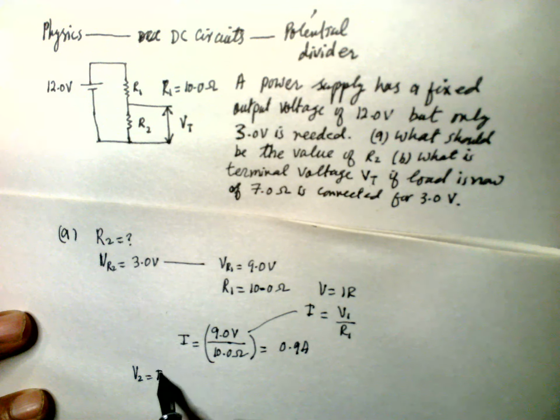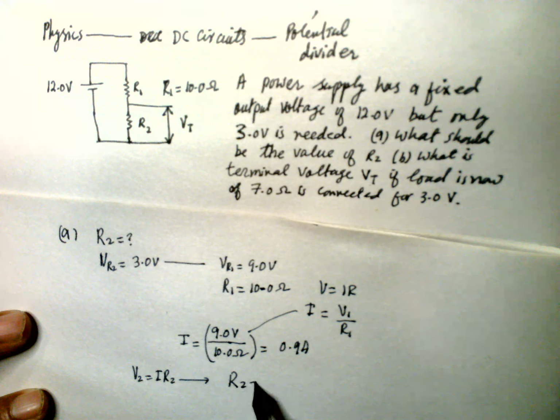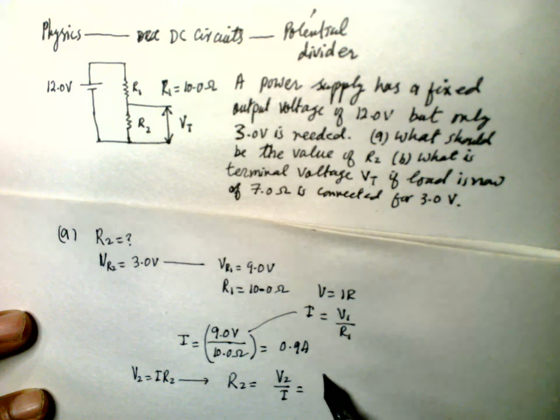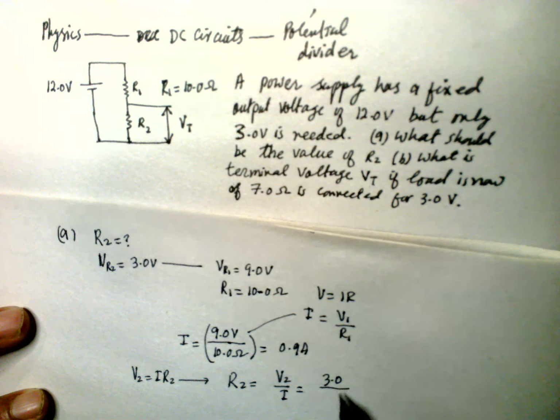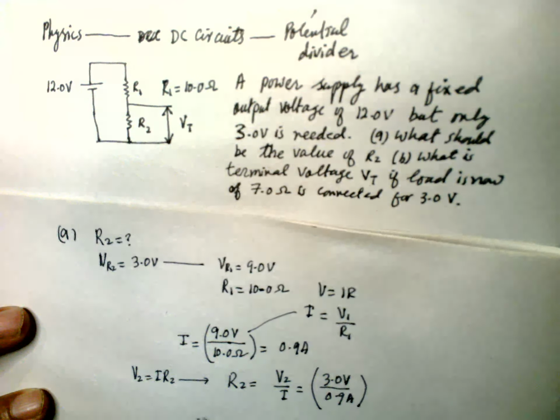So V2 is equal to IR2. That means R2 is equal to V2 over I. V2 is 3 volt and I is 0.9 ampere. And this R2 is equal to 3.3 ohm.